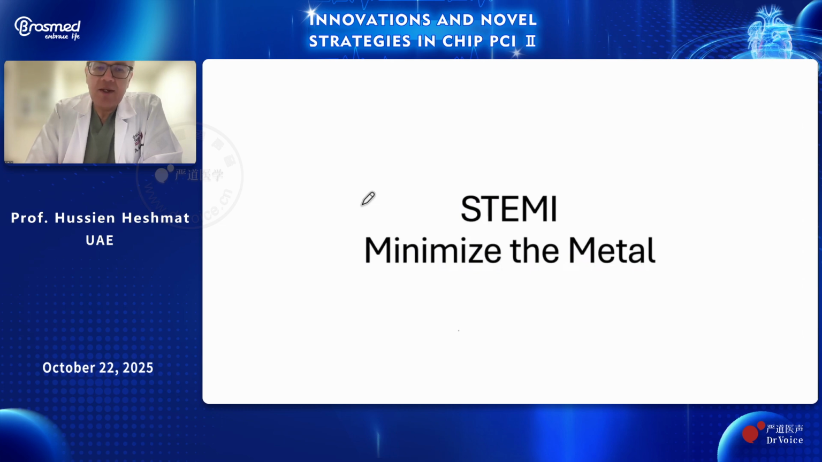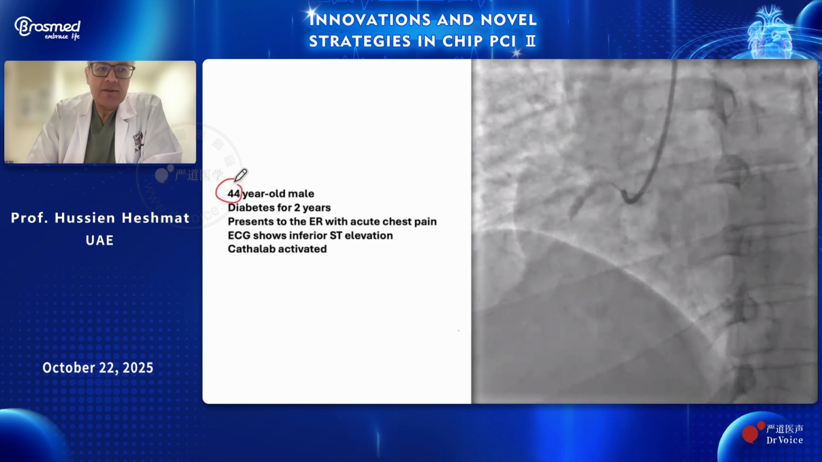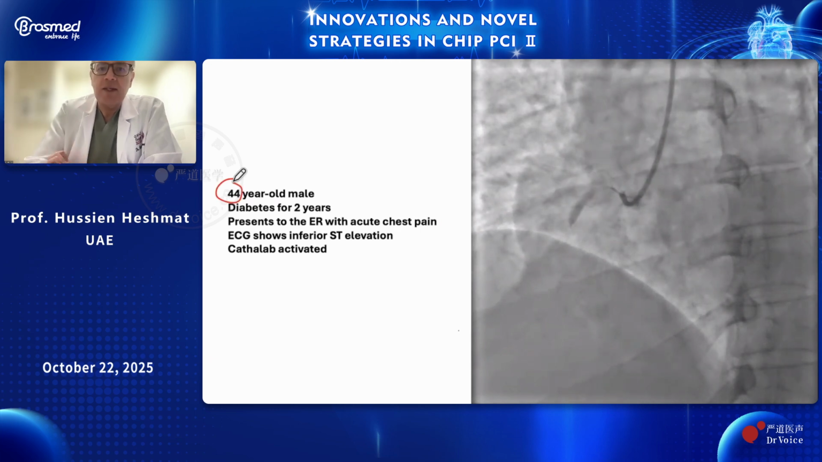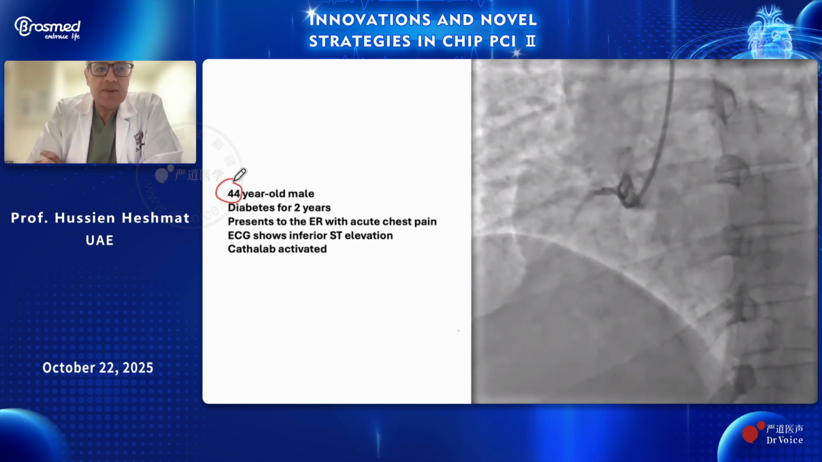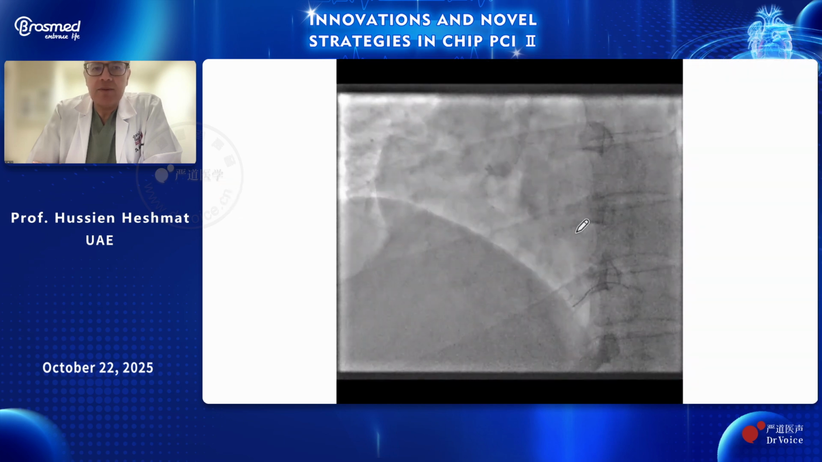The second case was a STEMI. You see here again, in our region we have relatively young patients. That's why we like drug-coated balloons. This is a patient who presented with a STEMI of 2 hours of chest pain. The cath lab was activated, and we see here the thrombotic occlusion of the right coronary artery.